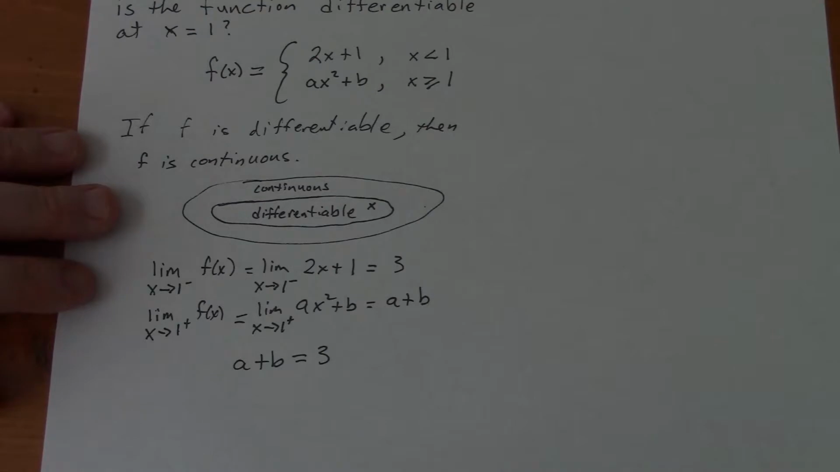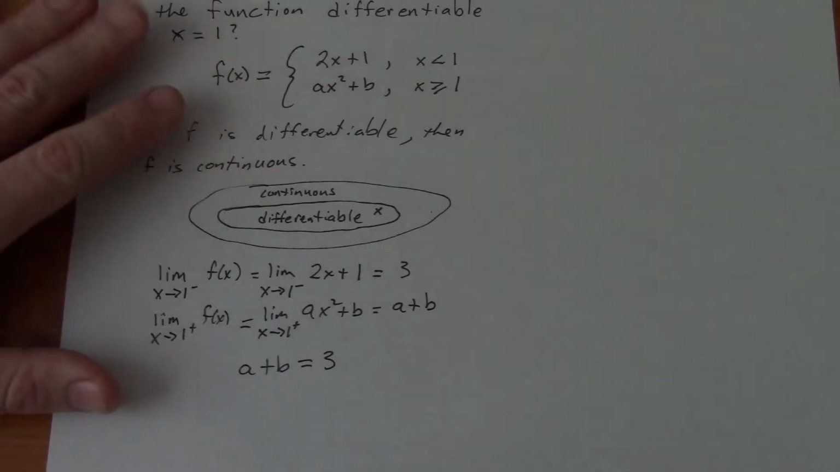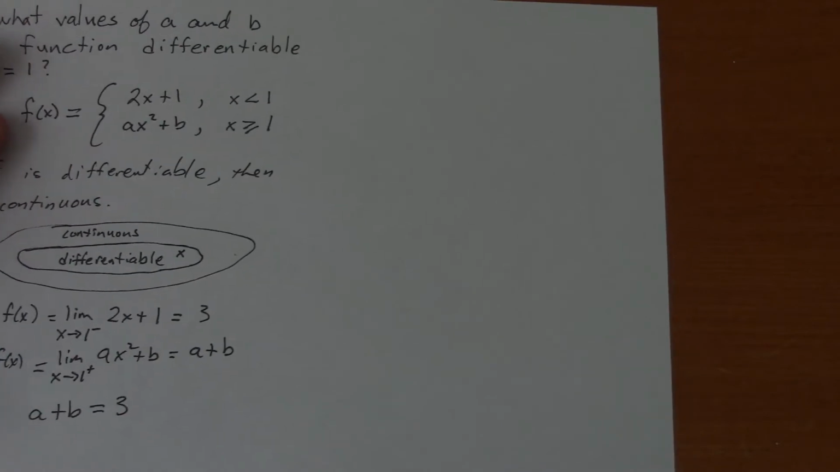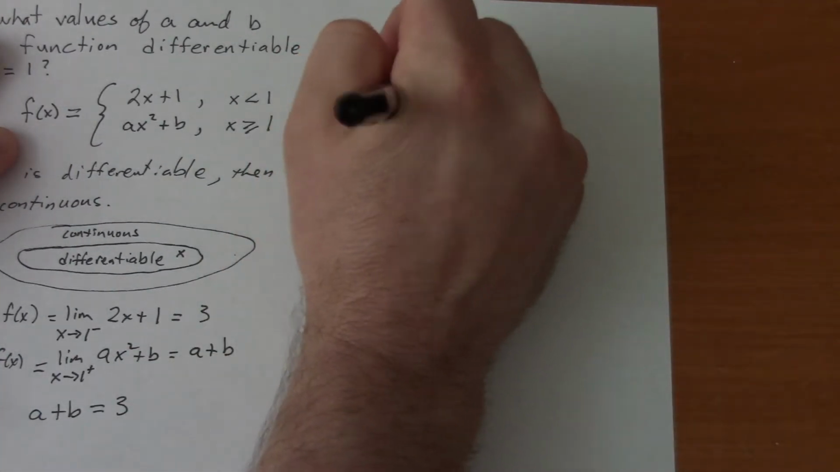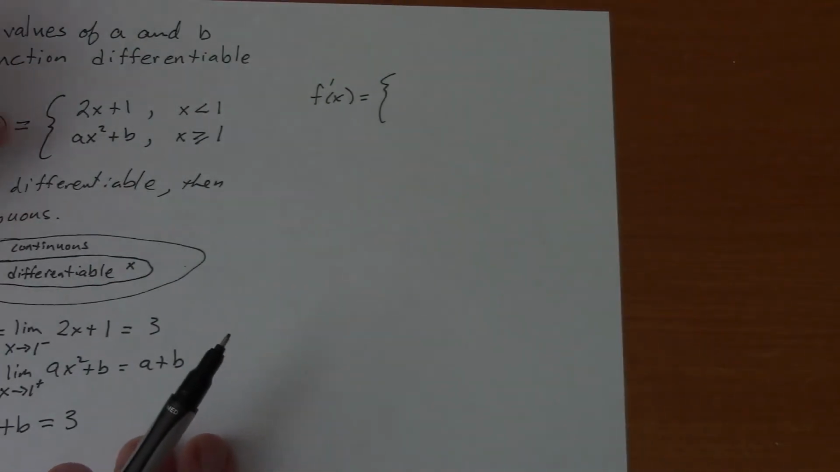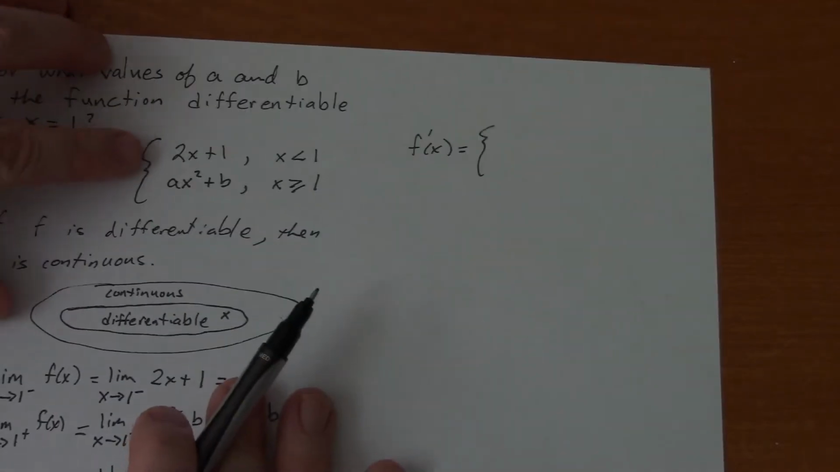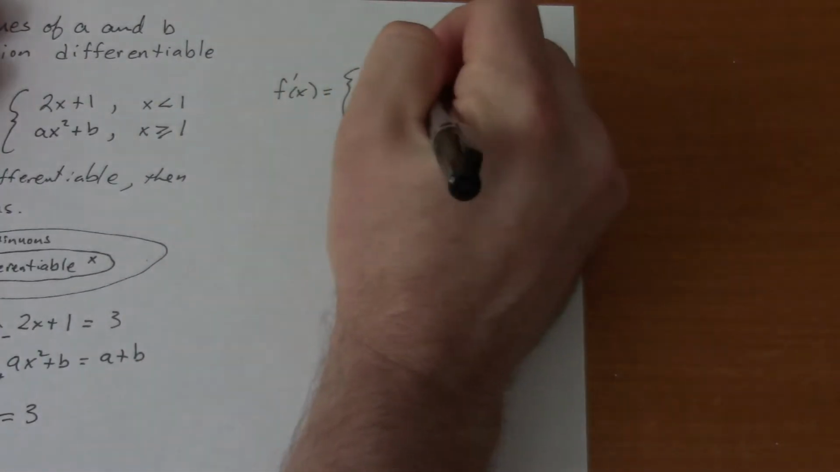Okay, now we've dealt with the continuity. Now we need to deal with the differentiability. So let's do that on this other side of the paper. If f prime exists, it's going to be the derivatives of the pieces. So the derivative of 2x plus 1 is just 2. So 2 for x less than 1.